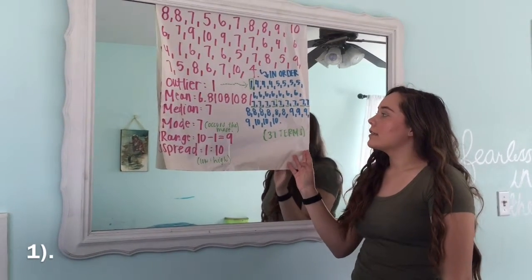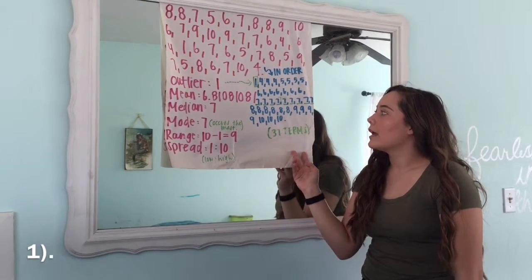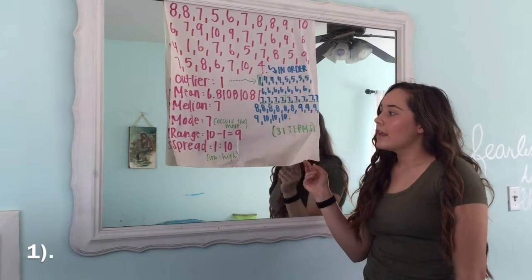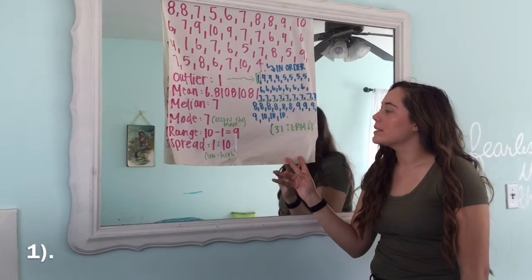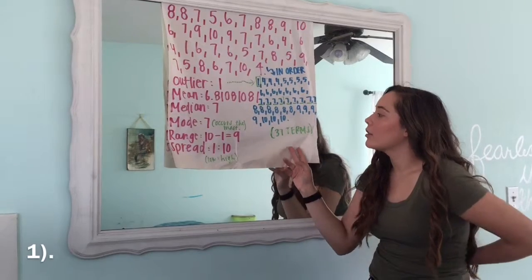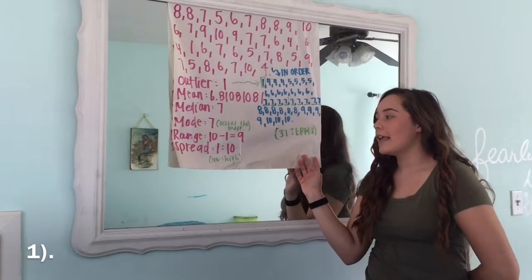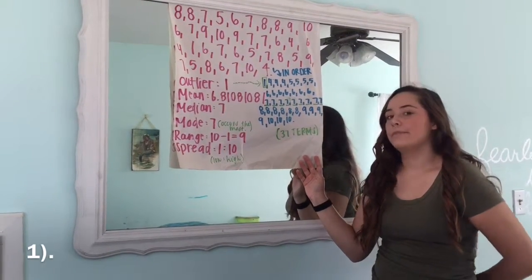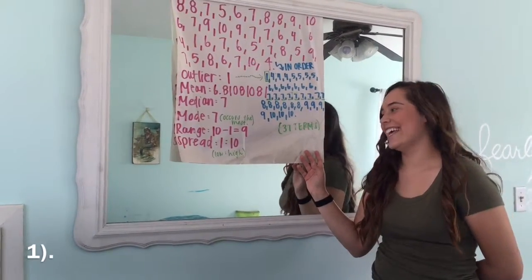The median is the middle number, so there's 2 middle numbers, so we added them up and divided by 2, which we got 7. The mode is the one that occurs the most, which is 7. The range is the highest number minus the lowest number, which is 10 minus 1, which is 9. The spread is the low number next to the high number, which is 1 to 10.